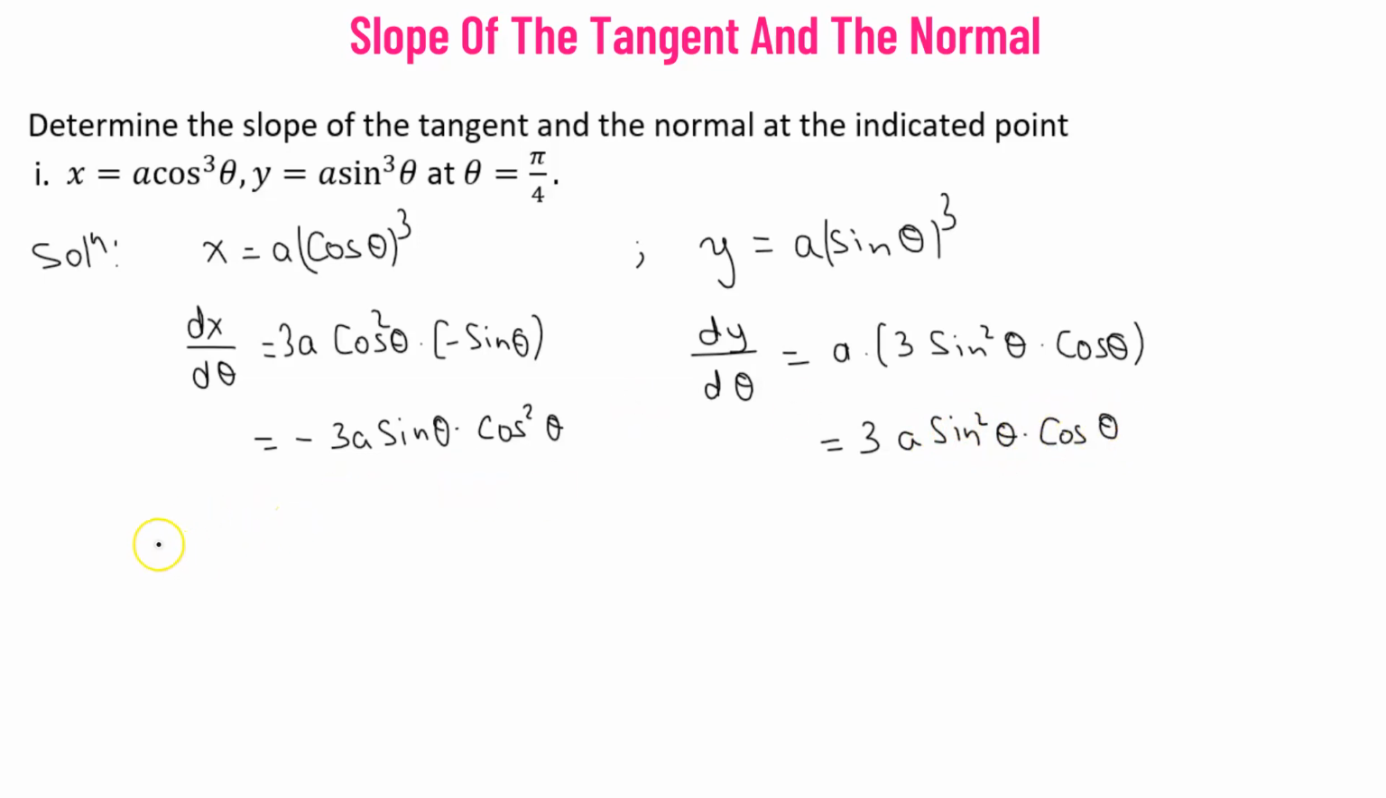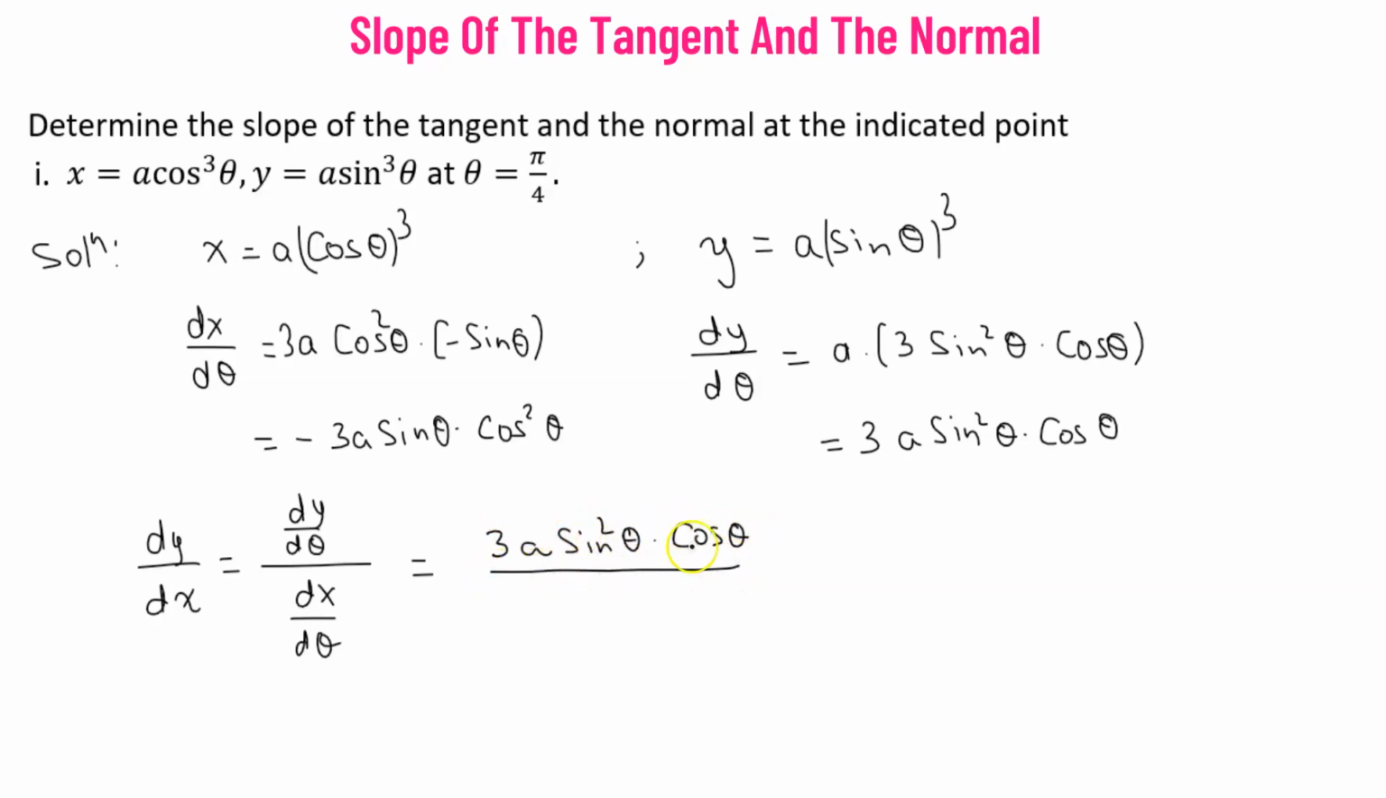Now in order to find the slope of the tangent, which is given by dy over dx, that will be equal to dy over d theta divided by dx over d theta. So this will be equal to 3a sine squared theta times cosine theta, divided by negative 3a sine theta times cosine squared theta.